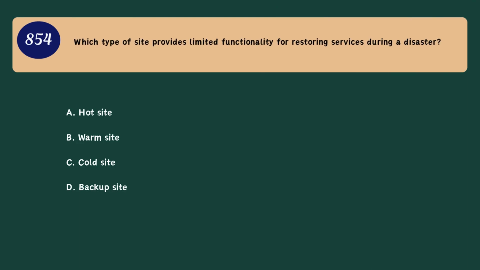Question 854. Which type of site provides limited functionality for restoring services during a disaster? A. Hot site. B. Warm site. C. Cold site. D. Backup site.